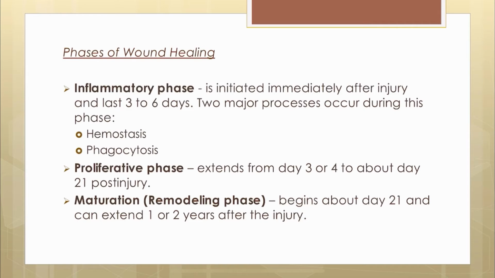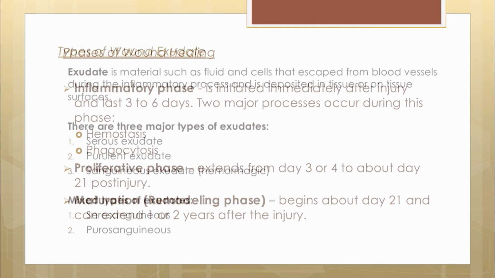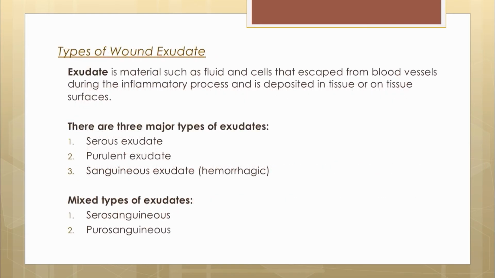The scar becomes stronger but the repaired area is never as strong as the original tissue. So let us proceed to types of wound exudate. Exudate is material such as fluid and cells that has escaped from blood vessels during the inflammatory process and is deposited in tissue or on tissue surfaces.